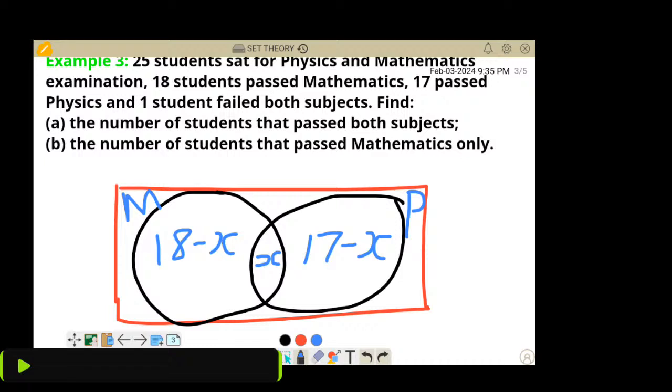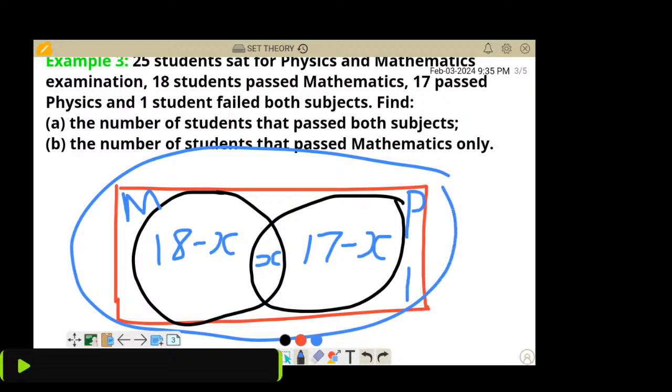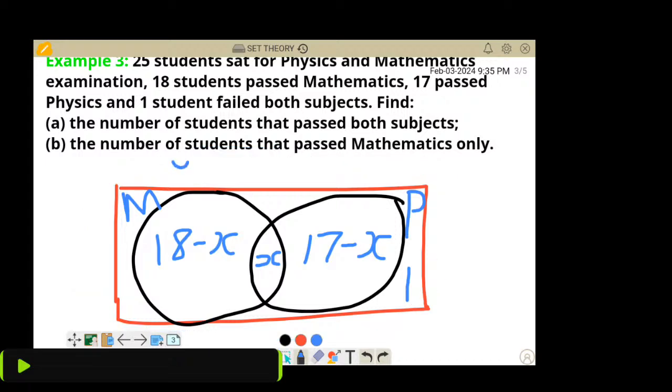And according to the question, one student failed both subjects, and that will be here, because what we have within the circle are the number of students that passed. So anything outside the circle simply means that student failed. And according to the question, 25 students sat for physics and mathematics test. That is our universal set. That is, everything that will be in this rectangle must be equal to 25. That is what that statement is telling us. Therefore, we can say our universal set equals 25.